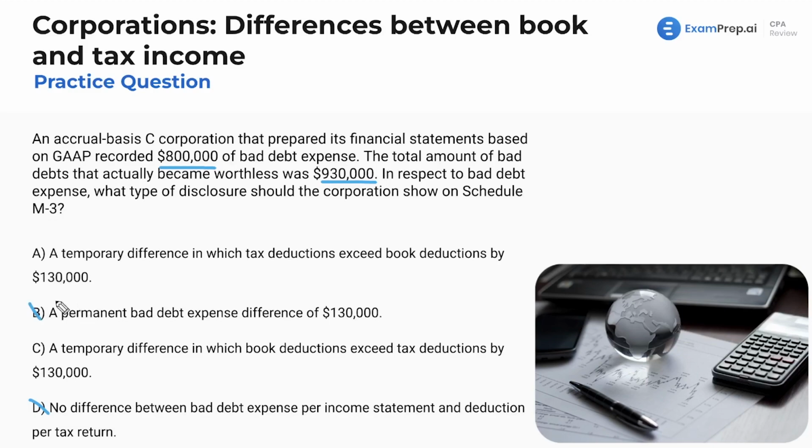That leaves us with letters A and C, and the difference is whether tax deductions exceed book deductions, or book deductions exceed tax deductions. Well, these are both deductions, and if we just look at these normally, it looks like our tax deductions are higher than book. As such, I'm going to go with letter A. That's our final answer. Another great question down. Thank you all for joining as always, and I'll see you in the next one.